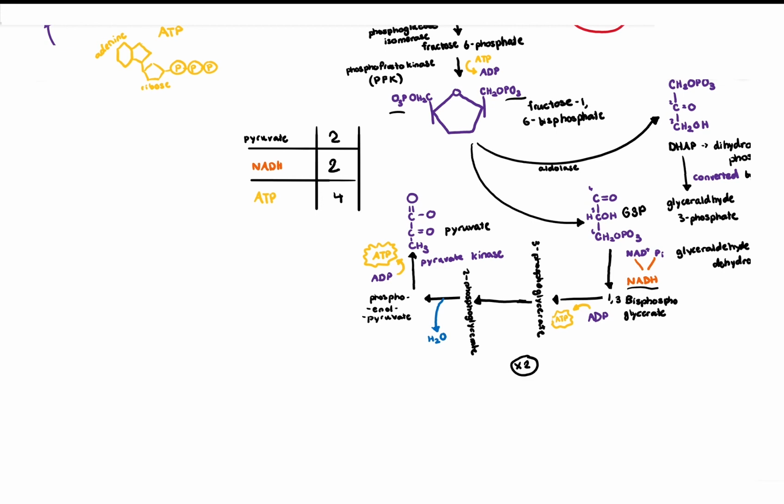So you have 2 of this reaction from G3P to pyruvate, which results in 2 times the amount of ATP that is produced in that single reaction. And so finally you get 4 ATP.